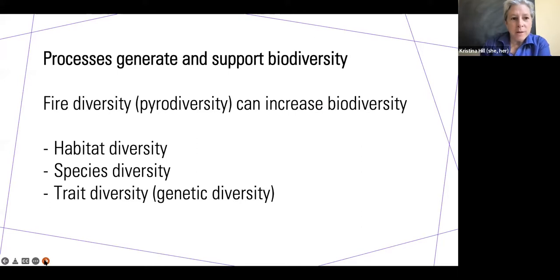So my point here, leaving the fire example and going on to the next one, is that processes that generate and support biodiversity matter. Fire diversity can increase biodiversity, and cultural practices can actually increase pyrodiversity, so that's what underlies this. And then pyrodiversity increases habitat diversity, species diversity, and trait diversity. Biodiversity has lots of different meanings, but processes and humans have to be part of the mix to sustain the kinds of species that have evolved over the last 20,000 years and longer.